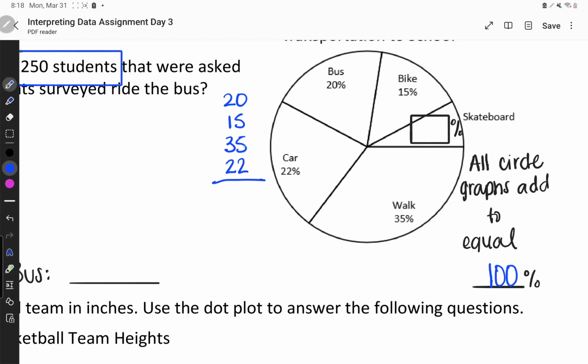All right, so 5 plus 5 is 10. 10 plus 2 is 12. So I write down a 2, carry my 1. 1 plus 2 is 3. Plus 1 is 4. Plus 3 is 7. Plus 2 is 9. So I know 92% of my circle graph. Well, I know that 92 plus the skateboard is going to give me my total of 100. So how many people skateboard? 8. To do that, you could do 100 minus 92 to give you that 8. So we know that 8 people skateboard.